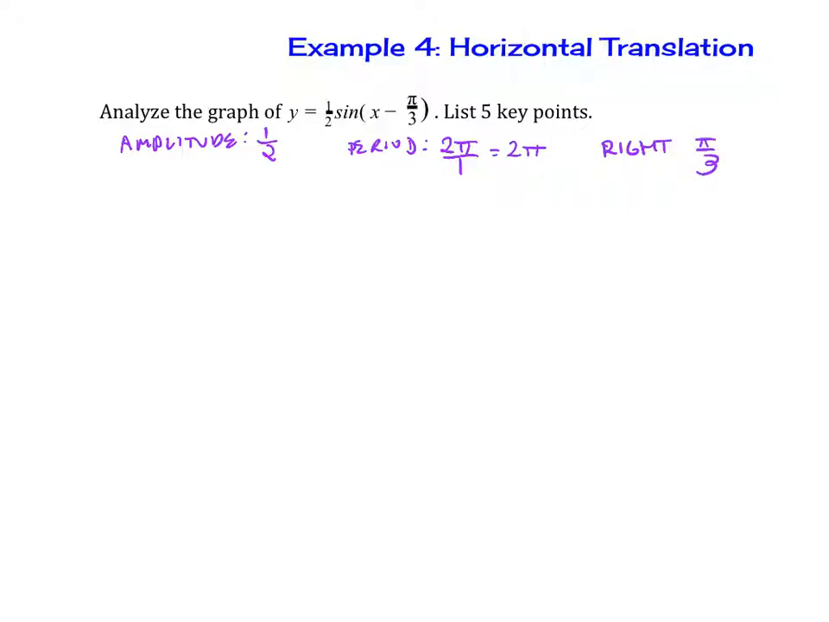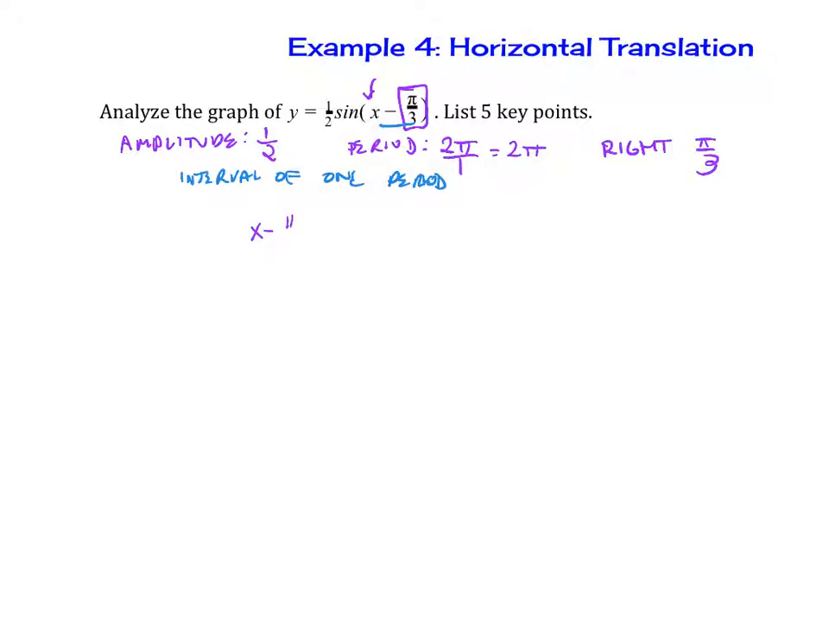Now we have to be careful, if there is a period change, then this value here is not exactly the shift. You have to look at something different. Now, we want to figure out the interval of one period. And so what we're going to do is we're just going to set the inside equal to 0 and then equal to 2 pi. So let's try that.